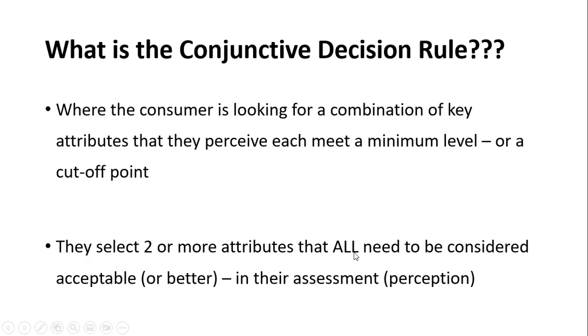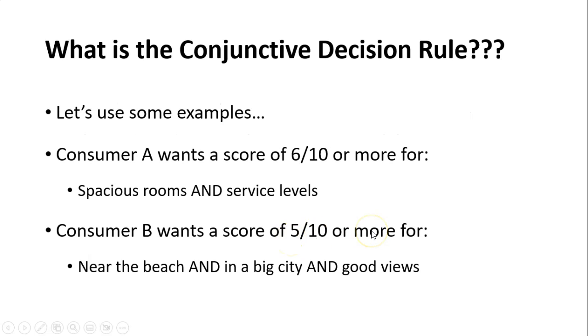Okay, so we're going to come back to that, but just quickly, the conjunctive rule is a non-compensatory approach. That means we are looking at key attributes, okay? And we select key attributes important to the consumer, and we say, what is the minimum perception of quality, or how well does that product attribute provide us? And we set a cutoff point. So in our case, it'll be score out of 10. And typically they will select at least 2 or more attributes that, in their opinion, their perception, need to be acceptable.